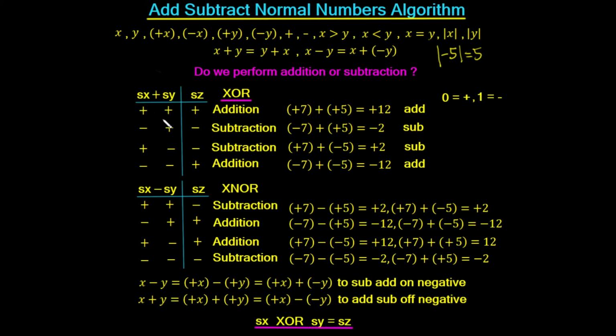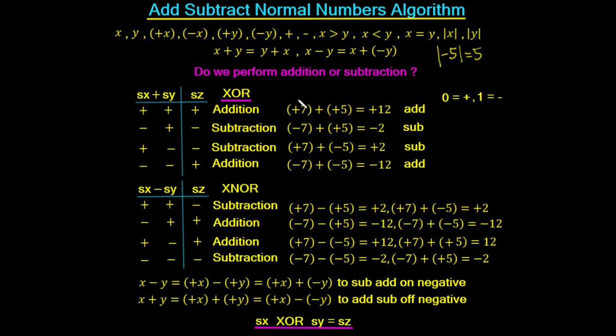Now whenever we add together two positive numbers, we get a positive number. So really what we're saying here is we perform an addition. Now the best way to look at this is via examples. So let's say we take the number 7 and the number 5.